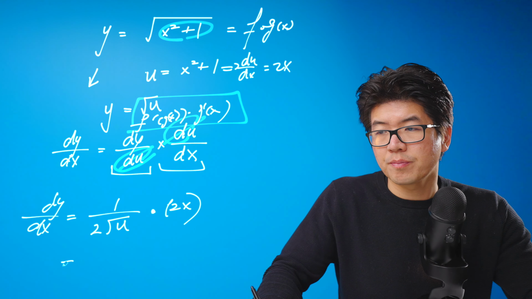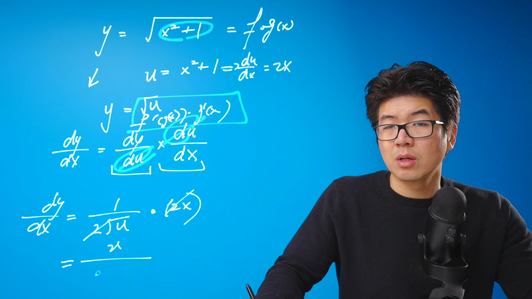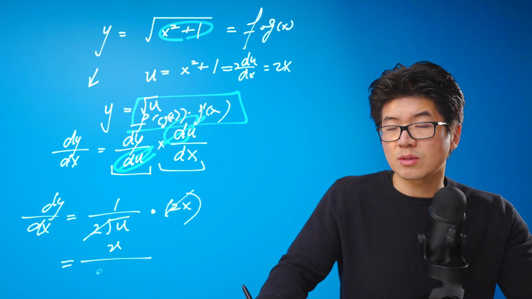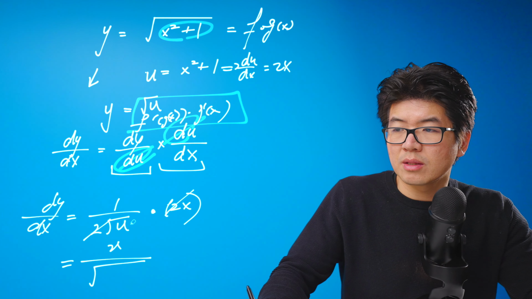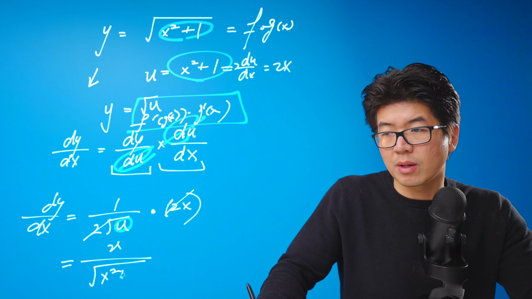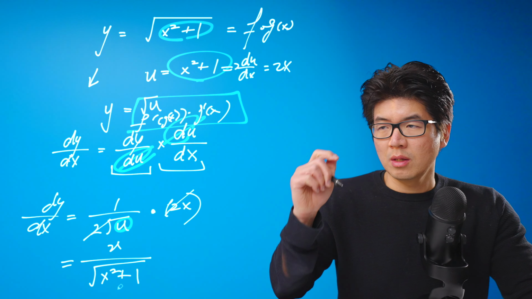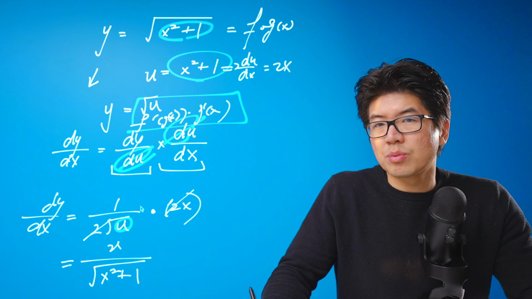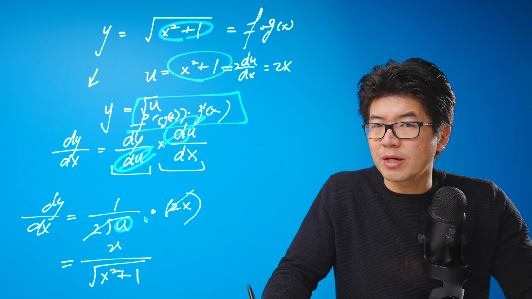Let's clean this up. That simplifies. You get x over square root of u, but if you want it as a function of strictly x, which is what we are already comfortable with, all you have to do is replace that u with x squared plus 1. And we're done. I kind of took it slow, and me explaining everything in super detail might have confused what's happening here. So let's do one a little bit faster.